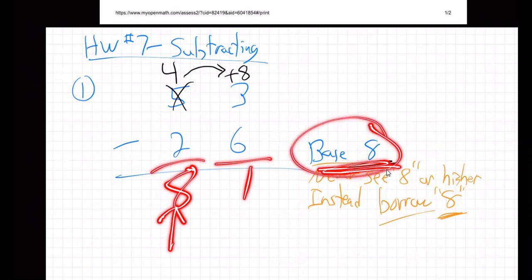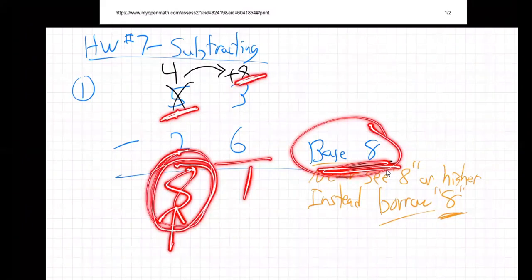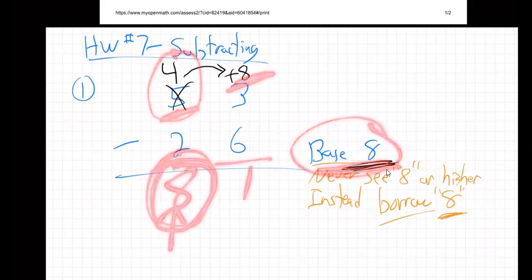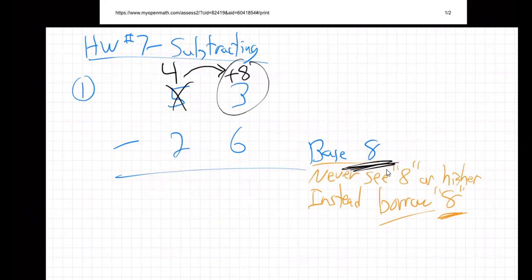Everybody tracking with me? So when I borrow 1 from this column and bring it over here, I'm bringing 8 because this is the eights place. Anything in this column is worth 8. So the 1 I took brings 8, doesn't it? So that makes this now become 11. Are you tracking with me? You always borrow the base amount. That's how a place value system works. When you borrow or carry, you borrow or carry the base amount.